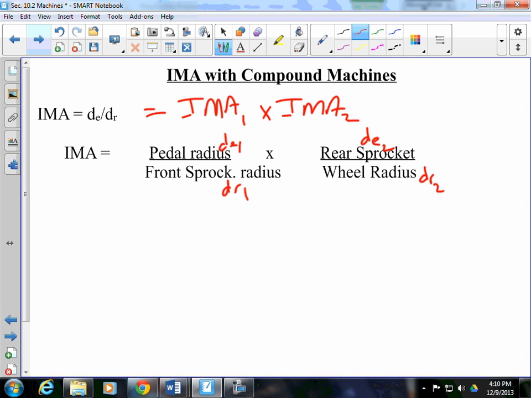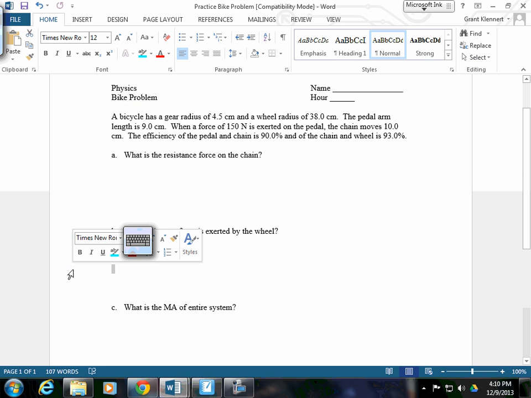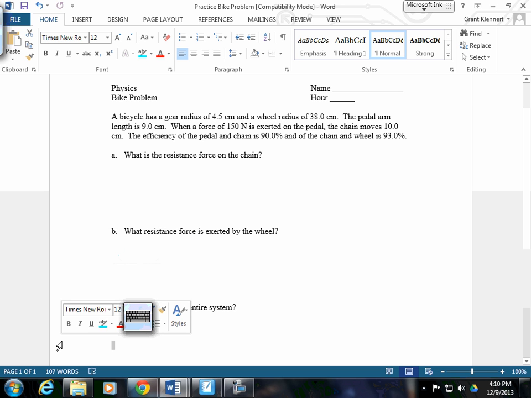Now the examples of compound machines that we use are simply going to be oriented around a bicycle, because a bicycle is a great example of a compound machine. So you're going to take the two equations that we learned, MA is equal to MA1 times MA2, and IMA is equal to IMA1 times IMA2, and you're going to apply them to a problem. Now instead of going over a problem on the smartboard, we're just going to do the physics example problem right here that I have from my Word program.